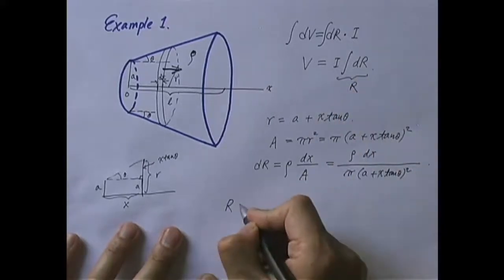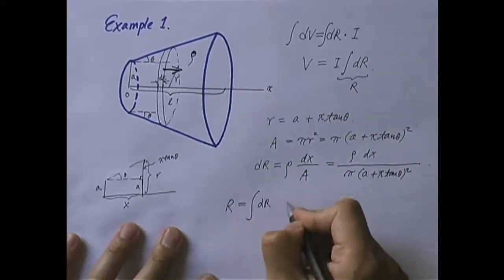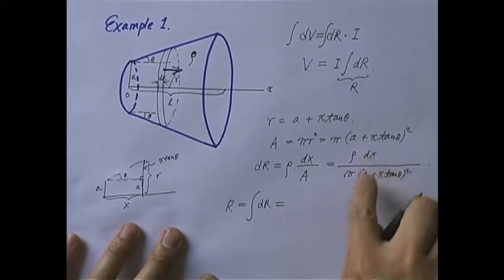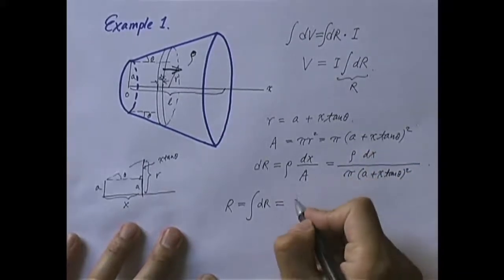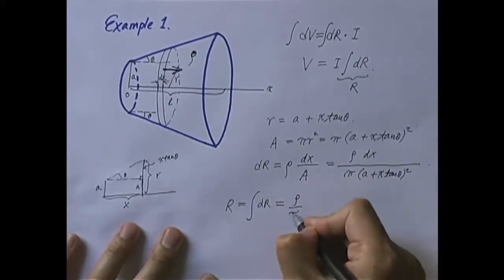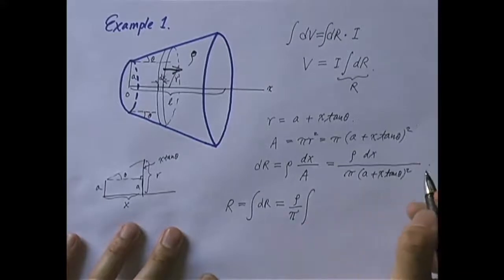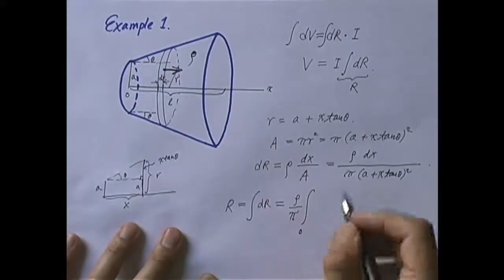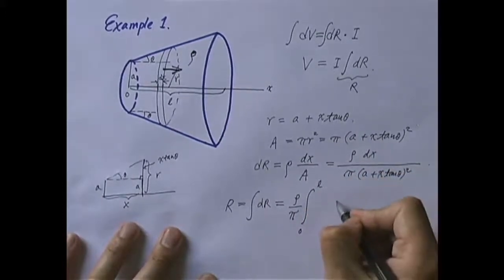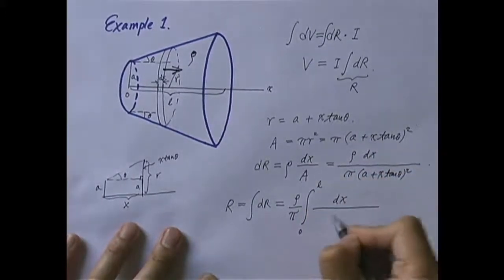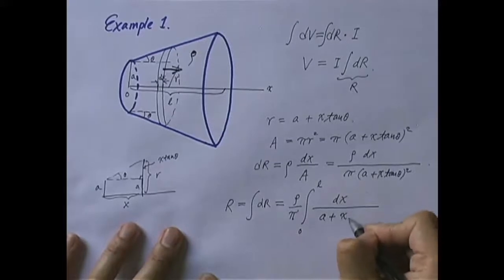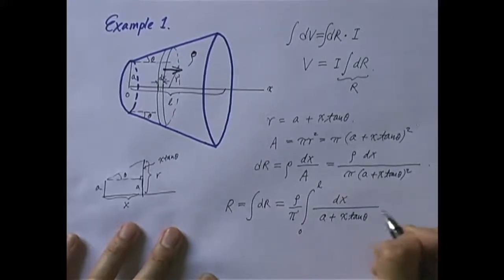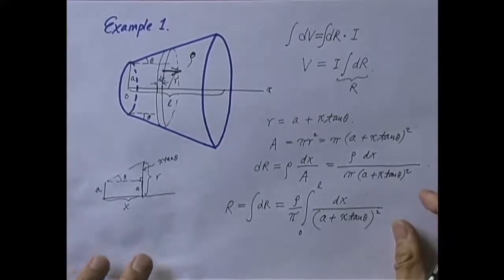So what's R equal to? R equals the integration of dr. And then that's the integral I have to do. Take the constants out, rho over pi. Integration over dx, going from 0 to L, right? dx over (a plus x tangent theta) squared. That is all we have to do.